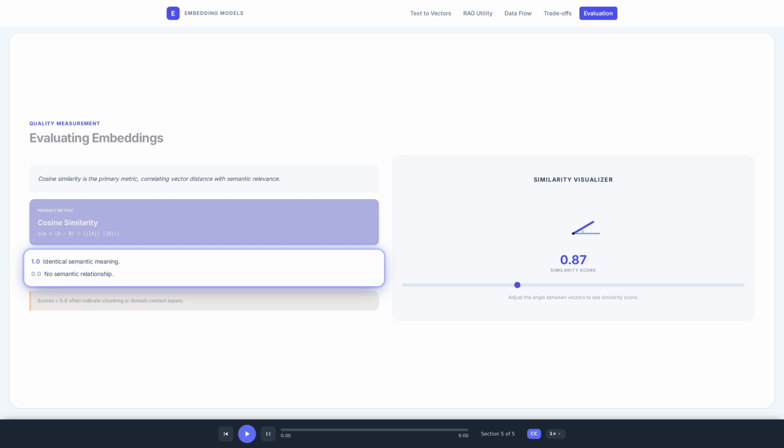You'll want to watch out for low similarity scores, maybe anything below 0.6. These could be a sign that your document chunking isn't quite right, or that the embedding model just isn't a good fit for the kind of data you're working with.